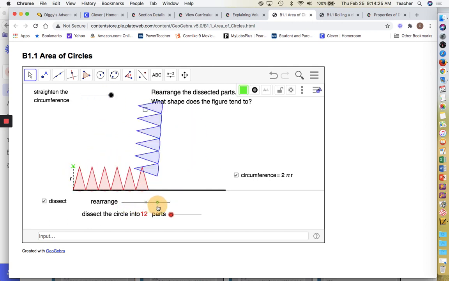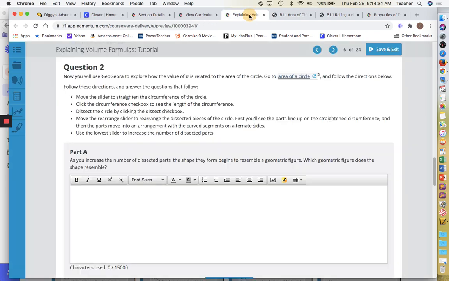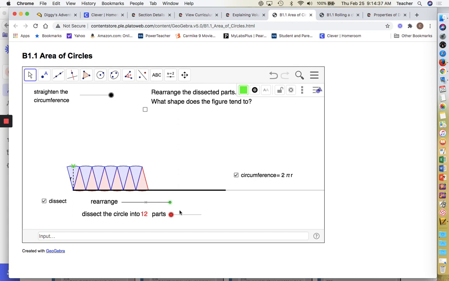So it lays out flat. See if I can get it to lay flat. All right, then it just comes over. Interesting. All right, use the lowest slider to increase the number of dissected parts. All right, so right now we have 12. All right, so it turns into a figure.